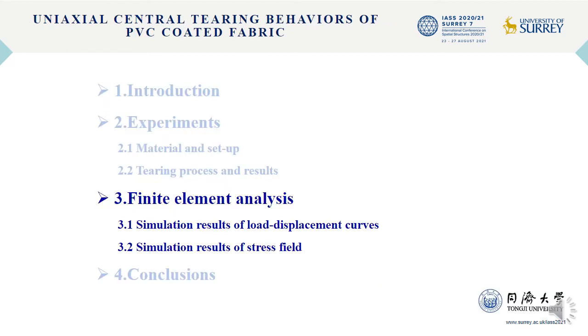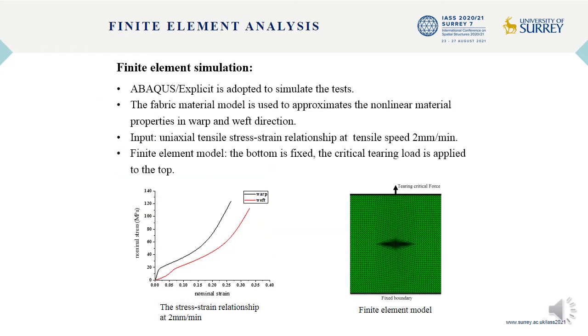The third part is the finite element simulation. The software adopted is Abaqus Explicit. Considering the nonlinearity of coated woven fabrics, the fabric material model is used. The input is the non-linear stress-strain relationship along 2 directions. As for the models, the mesh around the tip is refined. The load when tearing initiates is called the tearing critical load. Therefore, models based on the measured size are established.